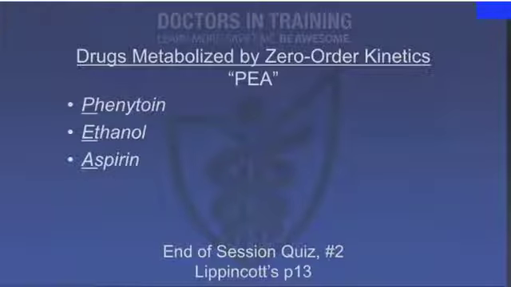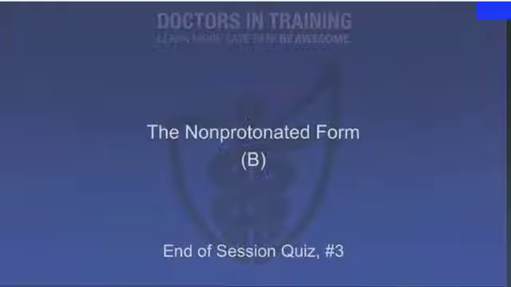And you can remember this by the mnemonic P, P-E-A, and it looks like a 0, so that's zero-order kinetics. Which form of a weak base will predominate when the urine is alkaline, meaning the urine pH is greater than the drug's acid dissociation constant, or pKa? Well, the answer is the non-protonated form.